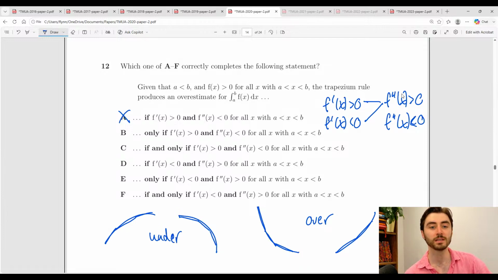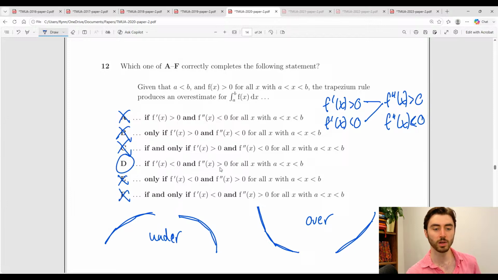So basically what we need is the second derivative to be positive. So anything where the second derivative is negative, we can eliminate. Second derivative positive, cool. D does not work. Oh, maybe it does work. Well, it's certainly not only if, because you can get there from both perspectives. So it's not E. And it's certainly not if and only if.